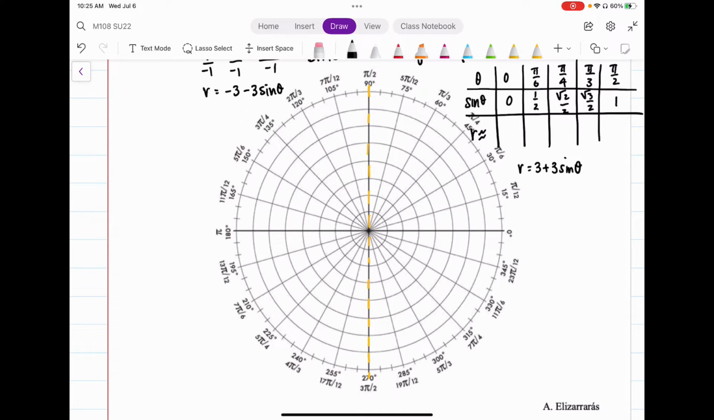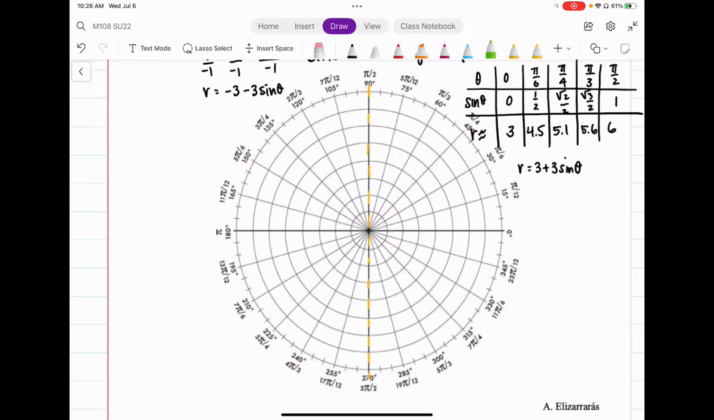Taking those values from the unit circle, I do 3 plus 3 times 0, and I get 3. 3 plus 3 times 1/2 is 4.5. 3 plus 3 times root 2 over 2 is 5.1. 3 plus 3 times the square root of 3 over 2 is 5.6. And 3 plus 3 times 1 is 6. And I'm rounding these to the nearest tenth because it's hard to get even more accurate when you're graphing by hand like this. Let's plot these points.